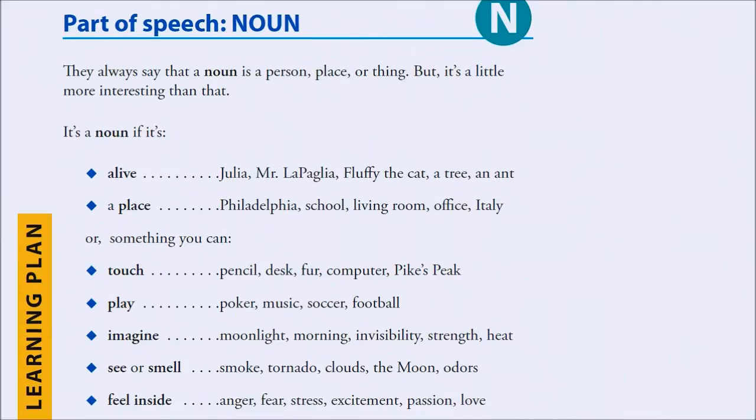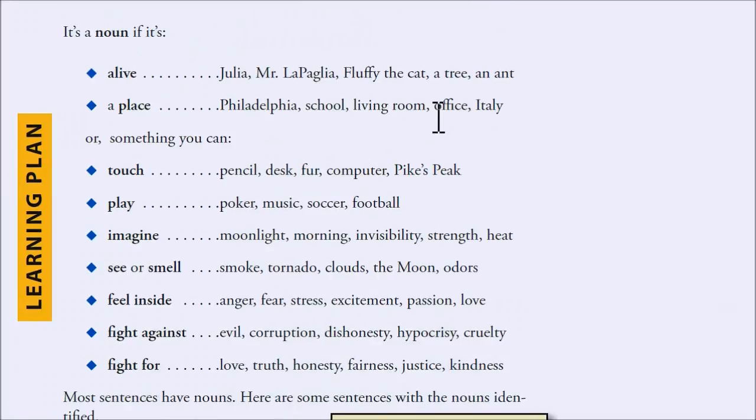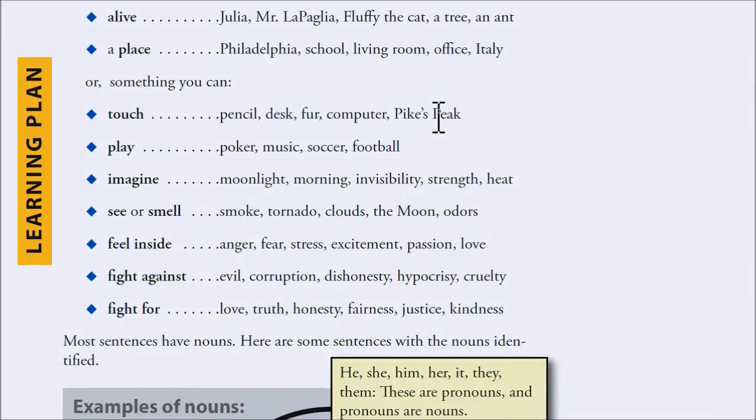So we all learned that a noun is a person, place, or thing. For example, if it's alive, it's a noun. Like Julia, Fluffy the cat, a tree, Mr. LaPaglia. These are all nouns because they're alive. And places are all nouns, like Philadelphia, school, office, and so forth. Okay, so we pretty much know this. But here are the more interesting ways to look at nouns.